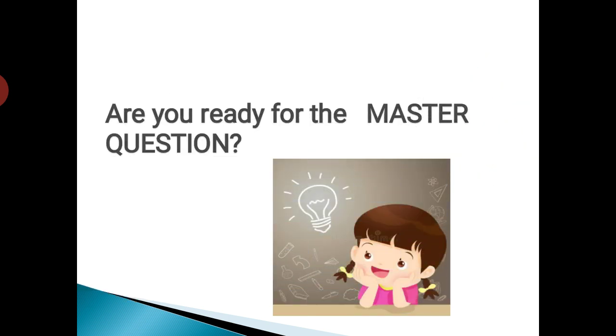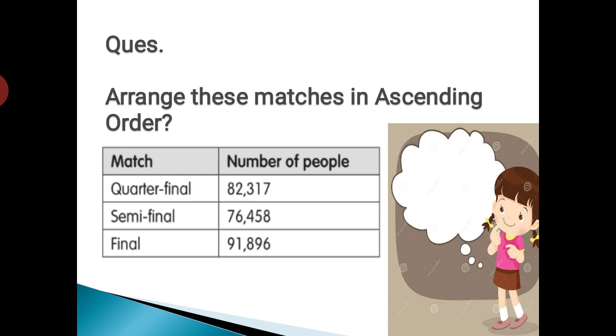So dear students, are you ready now for the master question? Here it is. Arrange these matches in ascending order. Here are a few matches given. In the quarterfinal, there are 82,317 people. In the semi-final, there are 76,458 people. And in the final, there are 91,896 people. Now you have to arrange it in ascending order.